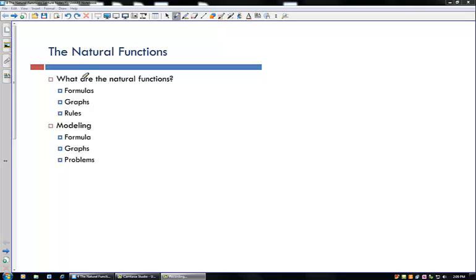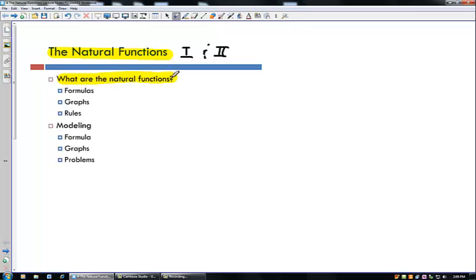So we have 4 more lectures left. We're going to start with this lecture on the natural functions, and then we'll end with the trigonometric functions. I'm going to break this into 2 parts. So we have today natural functions part 1, and then next week we'll talk about part 2. So in part 1, I just want to introduce the basic ideas.